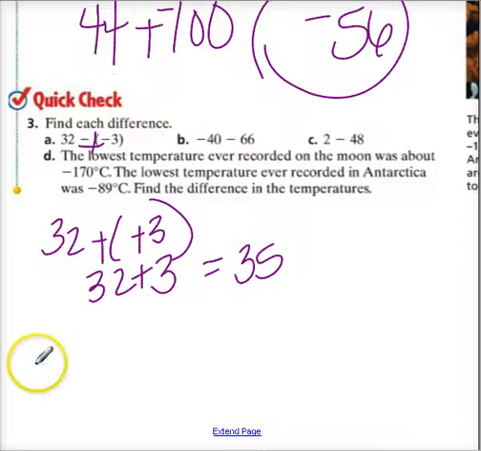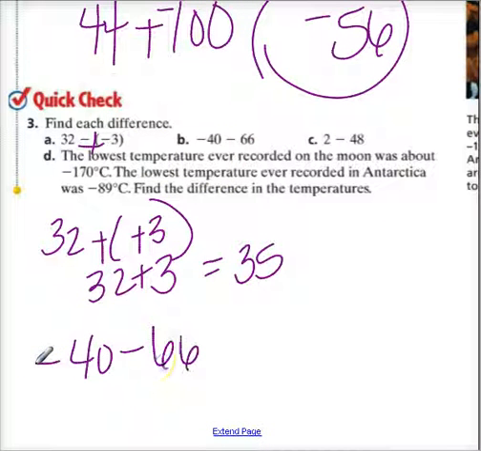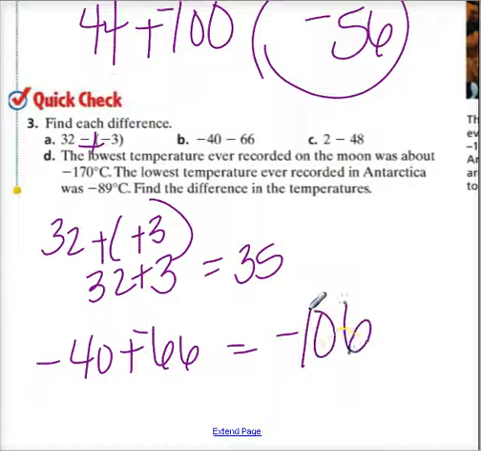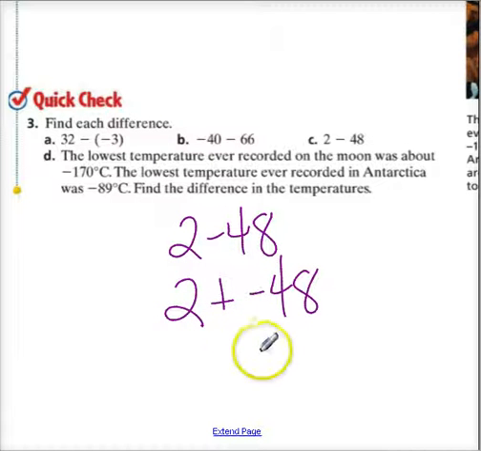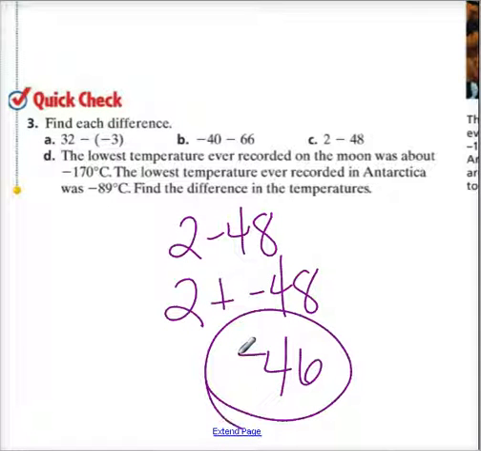All right, the next one is negative 40 minus 66. Well, I can take this subtraction sign and make it plus, change the sign of my second number. Notice I'm never touching the first number. So now I have two negative numbers being added together, and I get negative 106. The last example is 2 minus 48. I'm going to change that to 2 plus a negative 48. So I rewrote it as a sum. Well, now I do 48 minus 2, I get 46, and add the negative, negative 46.